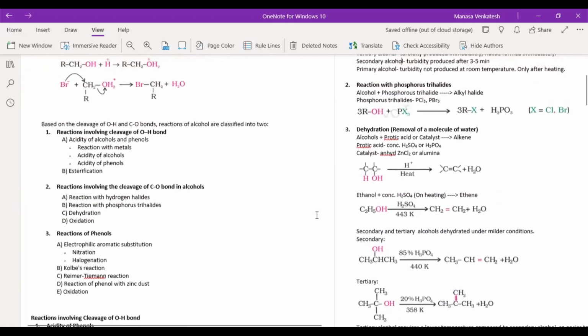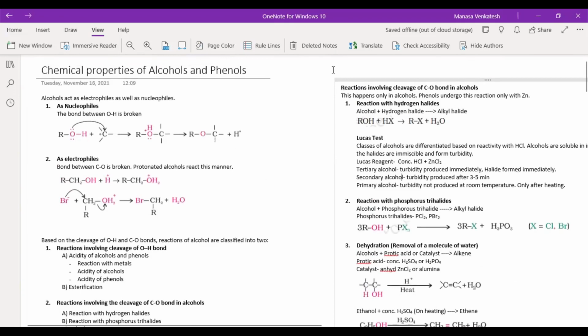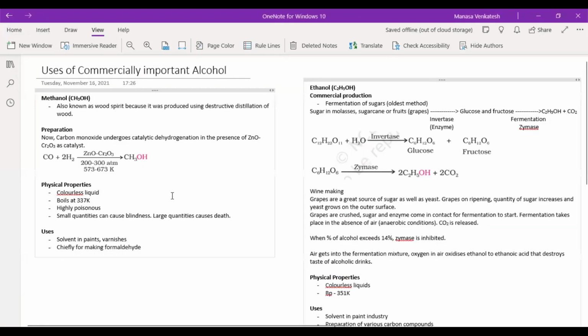So we're done with the chemical properties of alcohols and phenols. Uses of commercially important alcohols: methanol and ethanol. Methanol is CH3OH, ethanol is C2H5OH. Let's start with methanol. It's also called wood spirit because it was produced by destructive distillation of wood. Carbon monoxide reacts with hydrogen in the presence of zinc oxide and Cr2O3 as a catalyst at a temperature of 573 to 673 Kelvin and a pressure of 200 to 300 atmosphere to give us methanol.